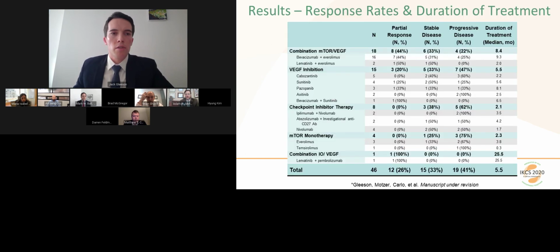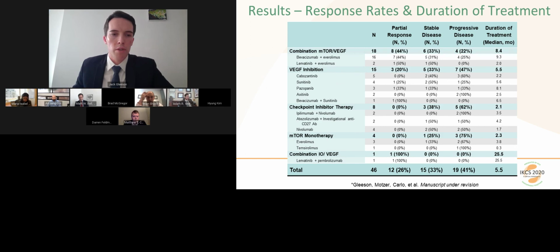In terms of our outcomes, there were no complete responses to any therapy for any patient during the study. The most common regimen employed was the combination of mTOR and VEGF inhibition. That also had the highest response rate, as we see here on the top, and that had the longest duration of treatment. In our cohort, there were 8 patients who were treated with checkpoint inhibitor therapy, none of whom had a response, and they all had the lowest duration of treatment.